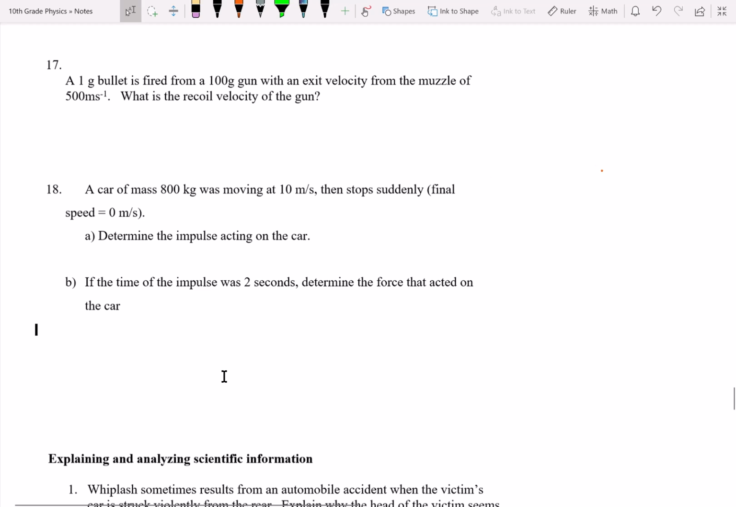We're going to look at the rest of the problems on here, starting with number 17. In 17, a 1 gram bullet is fired from a gun. It leaves with a velocity of 500 meters per second. We want to know what the recoil velocity of the gun is.